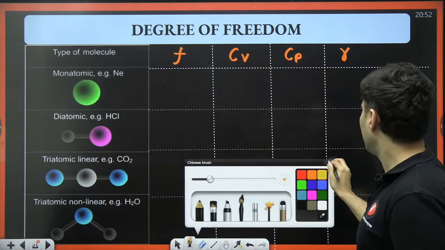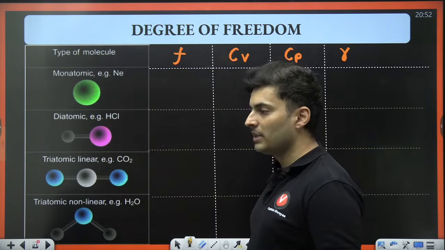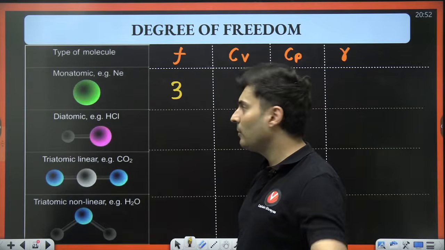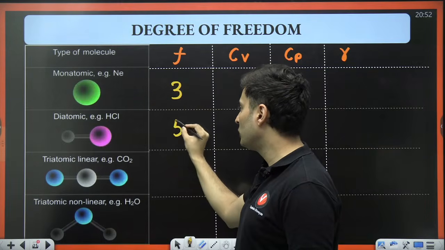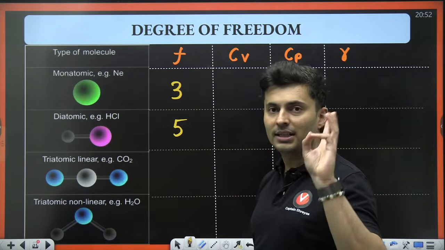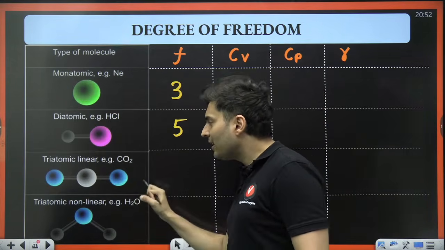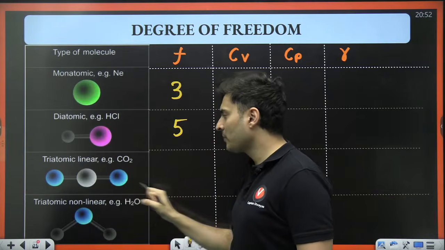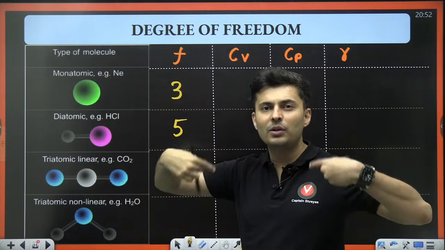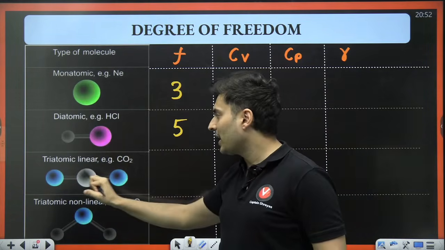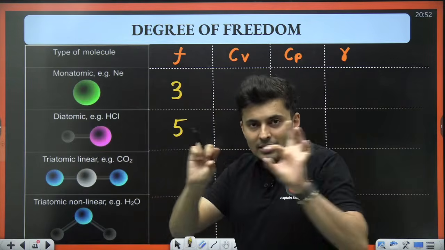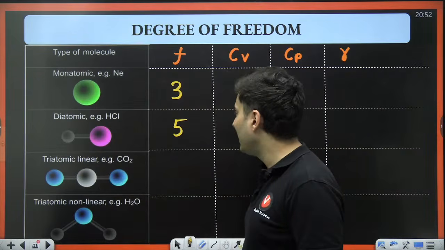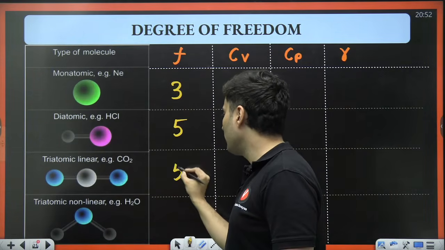Okay, let's start. For monoatomic, how many degrees of freedom? 3 degrees of freedom. For diatomic, how many degrees of freedom? 5: 3 translational, 2 rotational. A linear molecule is like diatomic only, because rotation about the bond axis will not have any rotational energy. So diatomic and triatomic linear, that means the bonds are at 180 degrees along the same line, will behave the same way, so it will be 5.